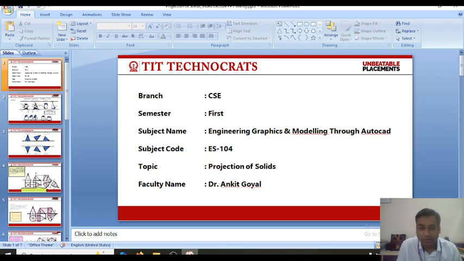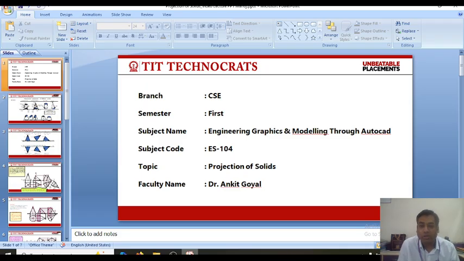Today we will discuss the next chapter of our subject, that is engineering graphics and modeling through AutoCAD. The topic of today's lecture is projection of solids. As in the previous lectures, we have studied the types of projection, then the projection of points, projection of lines, and projection of planes. Now we will discuss projection of solids.